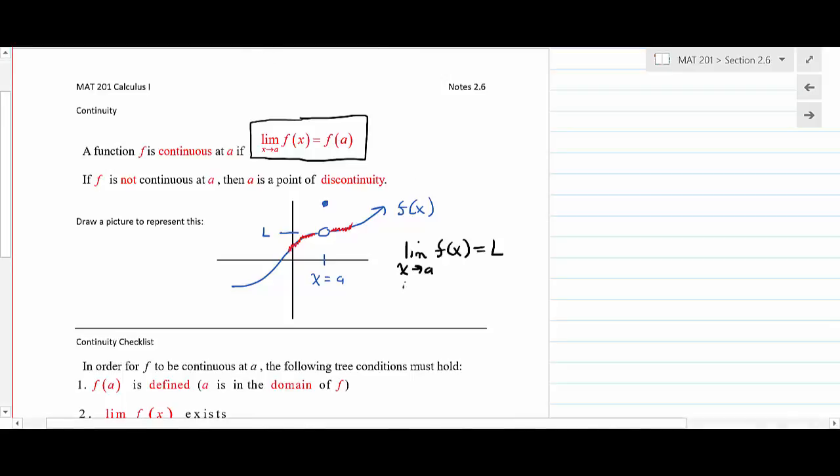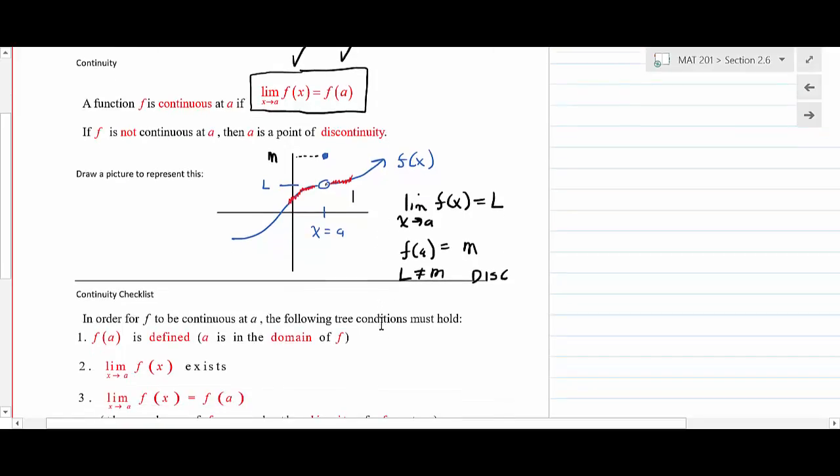However, f of a is going to be some different point. So if we look at f of a, that might be something like m. F of a is equal to m, and since L is not equal to m, that's why it's discontinuous. What this is saying is the limit of the function has to be the same as the function value. That's the idea. If I put that dot there and filled in the bubble, then it would become continuous because the limit would be the same as the function value.